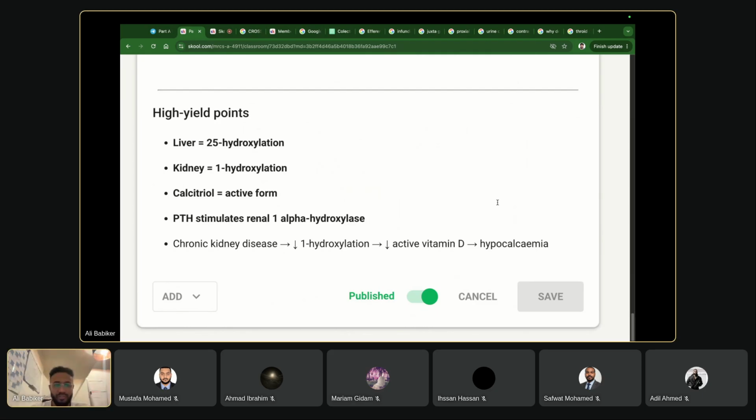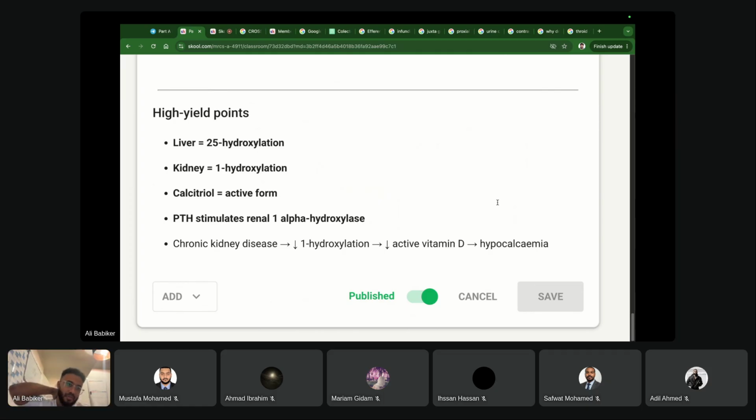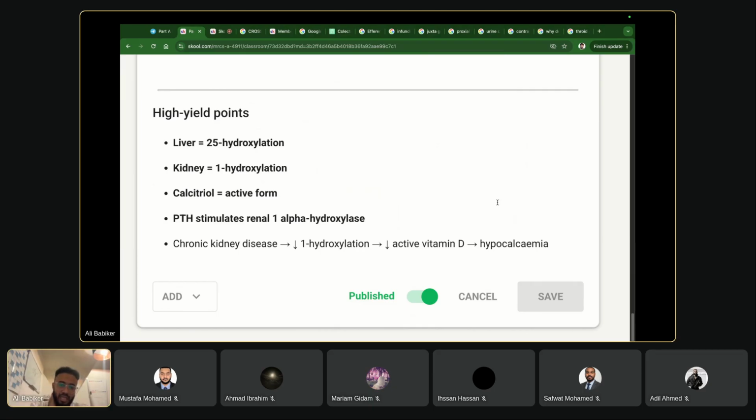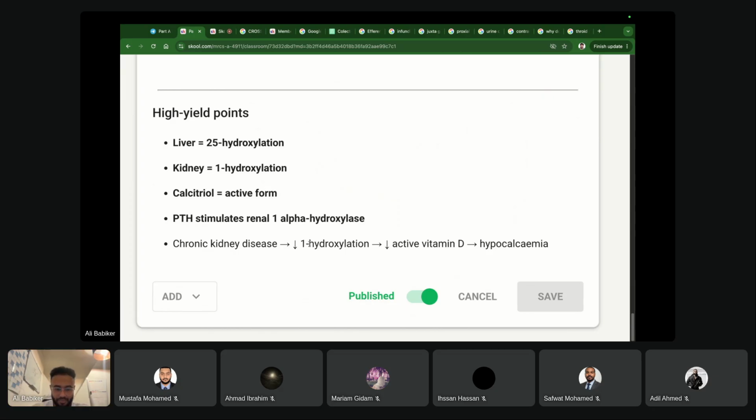I want you to remember 25 alpha hydroxylase is from the liver. 1 alpha hydroxylation is in the kidney. Calcitriol is the active form. Parathyroid hormone stimulates renal 1 alpha hydroxylase. Chronic kidney disease leads to decrease in 1 alpha hydroxylation, leads to decrease in active vitamin D, leads to hypocalcemia.